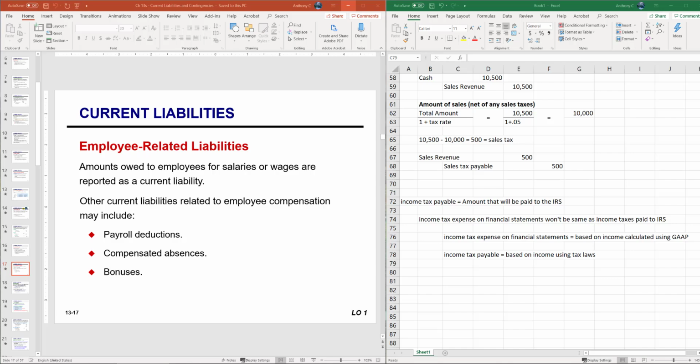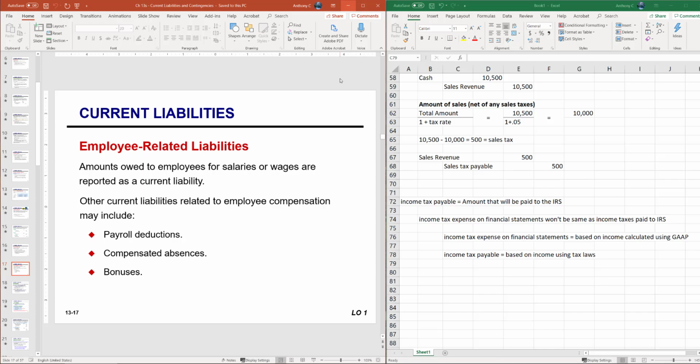Okay, so moving on to employee-related liabilities. Employee-related liabilities just really deal with how we pay our employees. As you have already encountered before, salaries and wages payable is reported as a current liability. It just means our employees have done work for us, but we haven't yet paid them. However, this isn't the only current liability related to compensating our employees. Other current liabilities include payroll deductions, compensated absences, and bonuses, as we'll see in a sec.